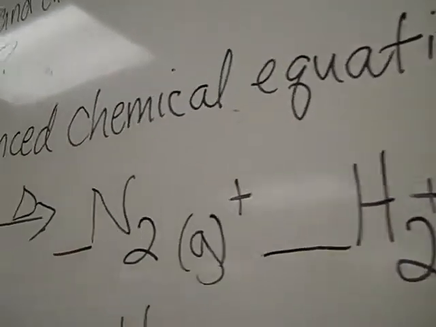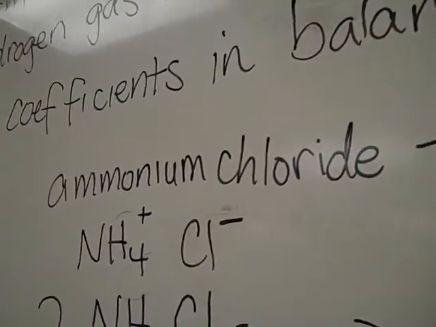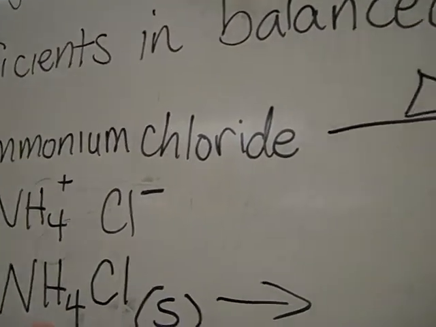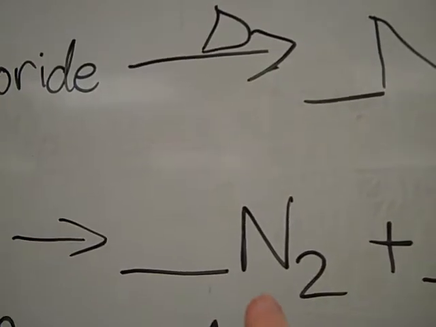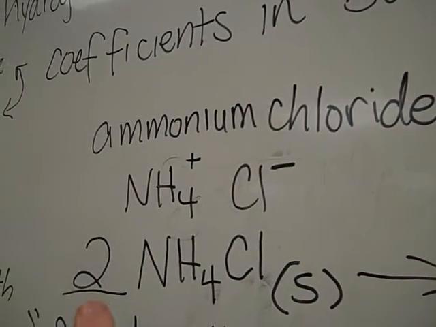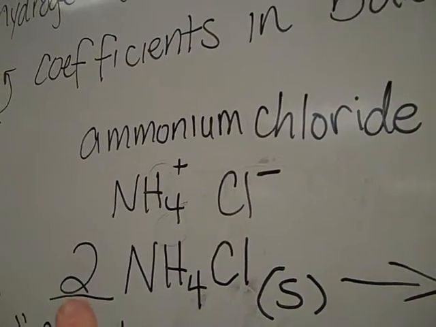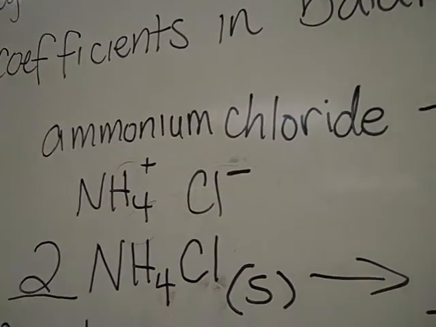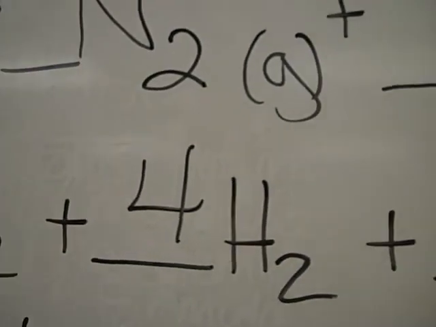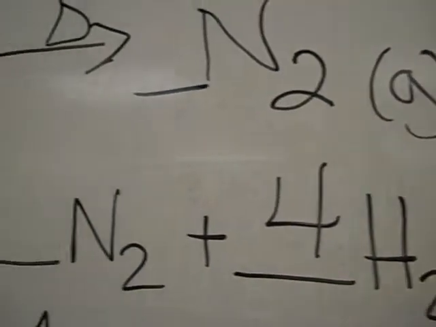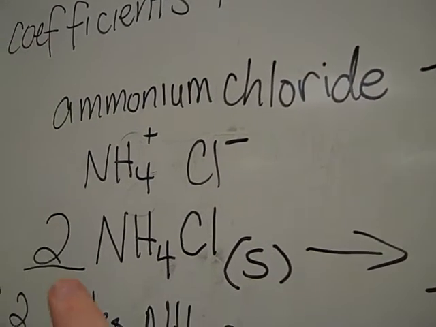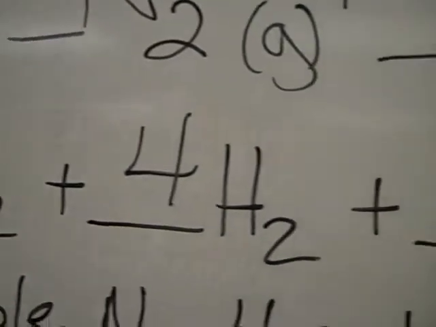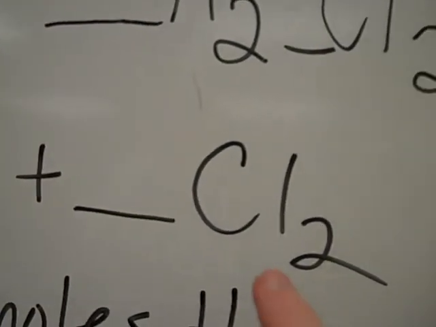To balance it, we'll come back over here. There's one nitrogen on the left. Over here, there's 2, so we put a 2 in front of the NH4Cl. We have 2 groups of 4 hydrogens, that's 8. So in front of my H2, I need to put a 4. And in my 2 groups of NH4Cl, I have 2 chlorines. And when I come over here, I've got 2 chlorines already.